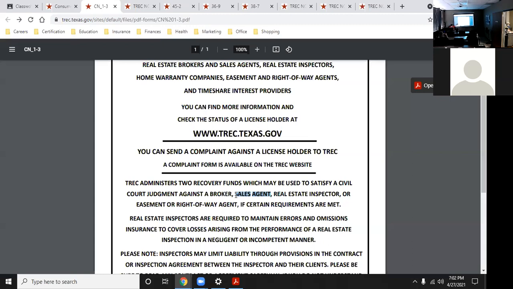And then TREC will come back and investigate. When they investigate, it's not just they look through a couple emails. They'll go through every file this office has. If they're investigating me, they'll go through everything everybody in this office has to make sure. They are very, very, very thorough.